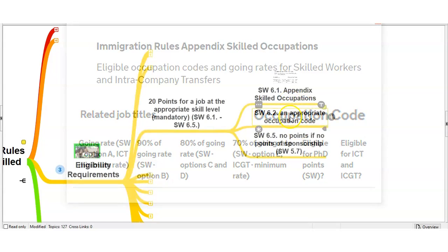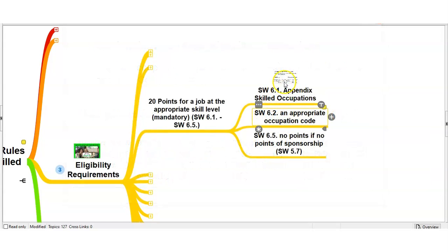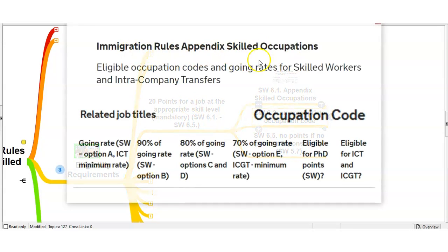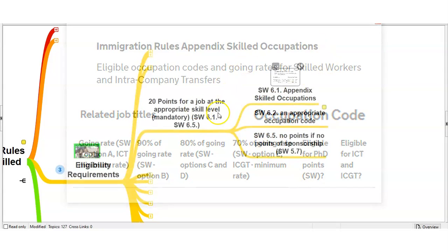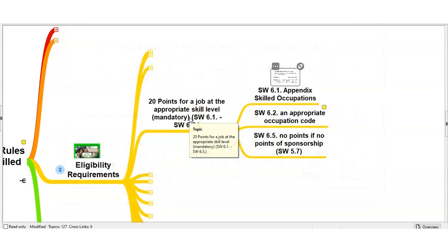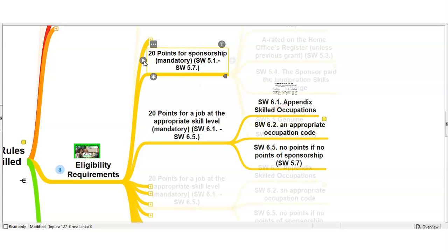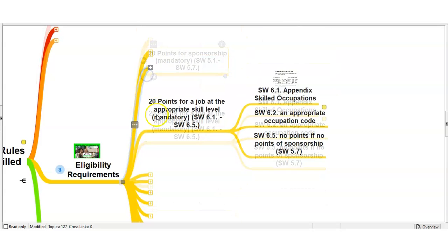They also state that the profession will need to have a special code, which you will be able to check if you go to Appendix Skills Occupation. They make it very clear that even if you do score 20 points for a job at the appropriate skill level, if you do not score the previous 20 points for the sponsorship, then unfortunately the application will be refused.